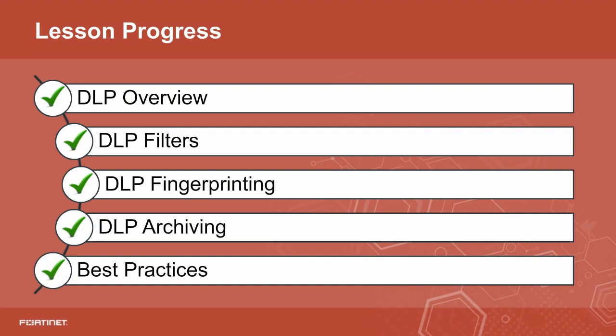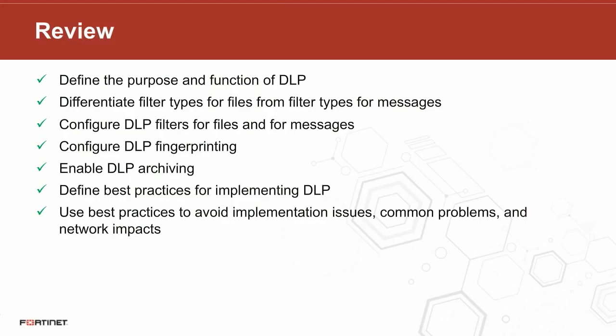Congratulations, you have completed this lesson. Now you will review the objectives that you covered in the lesson. This lesson covered the following objectives: define the purpose and function of DLP, differentiate filter types for files from filter types for messages, configure DLP filters for files and for messages, configure DLP fingerprinting, enable DLP archiving, implement summary archiving, implement full archiving, define best practices for implementing DLP, and use best practices to avoid implementation issues, common problems, and network impacts.